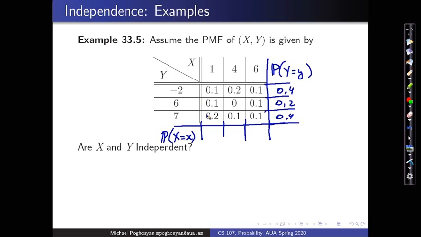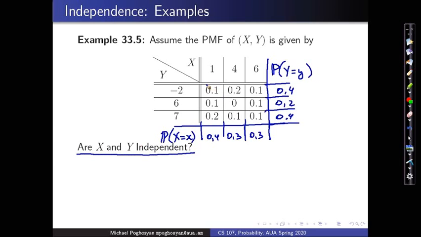So now column sums. 0.1 plus 0.1 plus 0.2, 0.4 here, 0.3 here, and 0.3 here. Again, this sum needs to be 1, and it is giving 1, so this is correct. Okay, now how to check that x and y are independent?